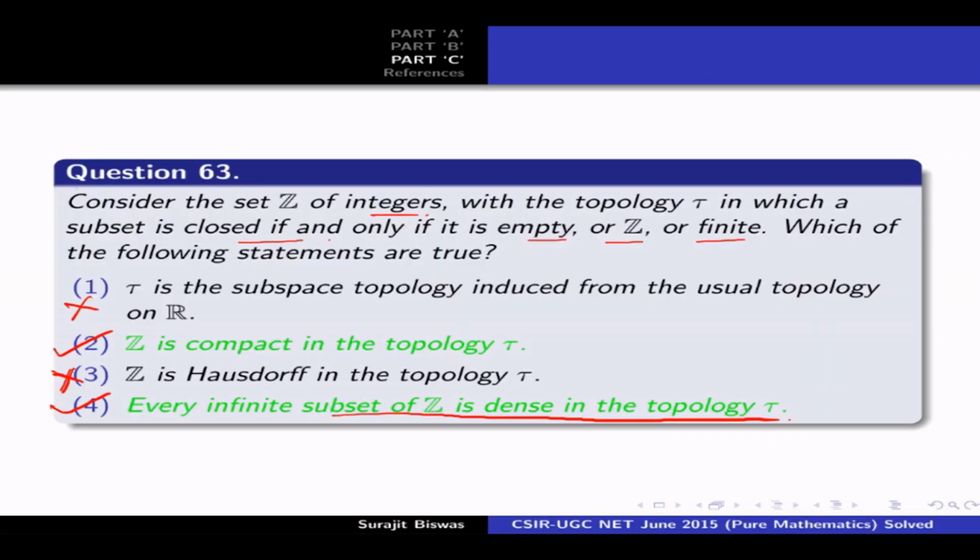Okay, so this completes all the problems from the pure mathematics part, and the only reference for the algebra problems we are using is the book of Dummit and Foote that is mentioned here.